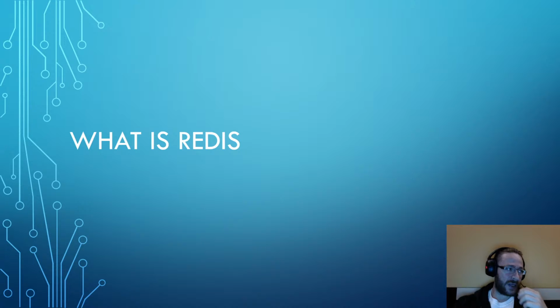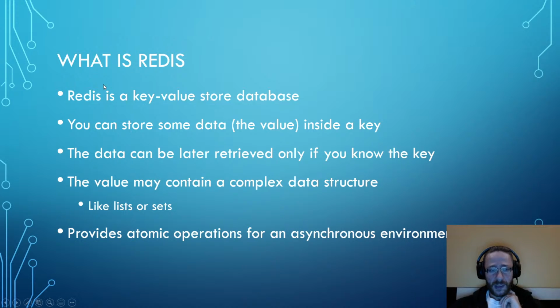Good. So first things first, what is Redis? Because it's a buzzword, a lot of people are talking about Redis, a lot of people use it. Most developers know that Redis is super fast. It's very performant, but what exactly is Redis? Well, Redis is a key value database.